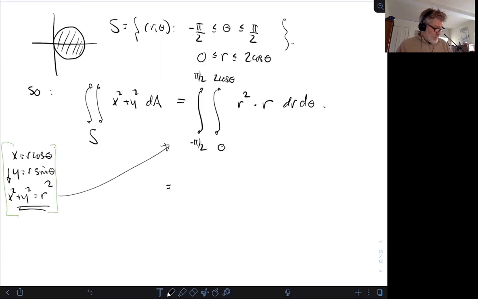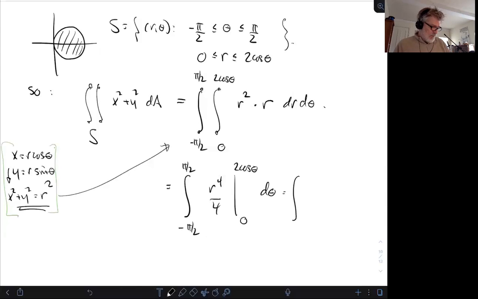Okay, so then I'm going to integrate r cubed. So this is the integral from minus pi over 2 to pi over 2 of r to the power 4 over 4 between 0 and 2 cos theta, d theta. Not so bad. Now it's going to be a little uglier, but it's not too bad either. It's just you have to go through it. So now I substitute 2 cos theta in there, so that'll be 16 cos to the power 4 theta over 4 minus 0, d theta.